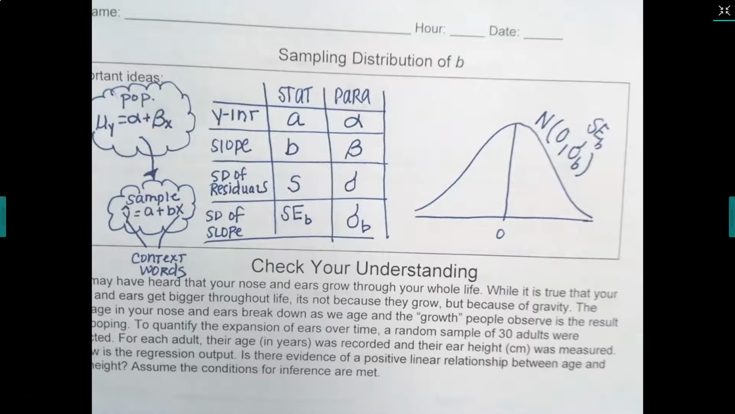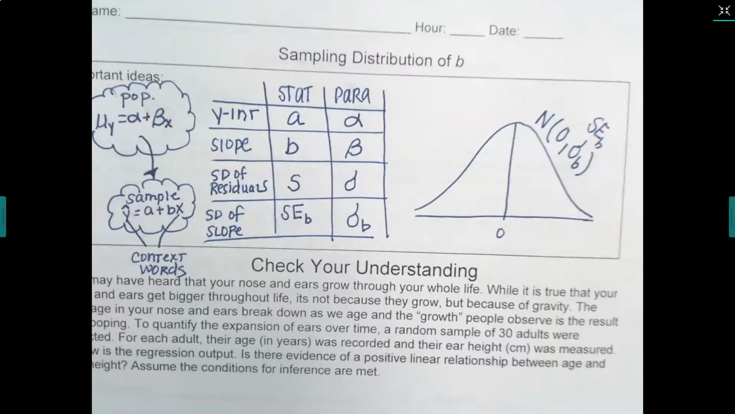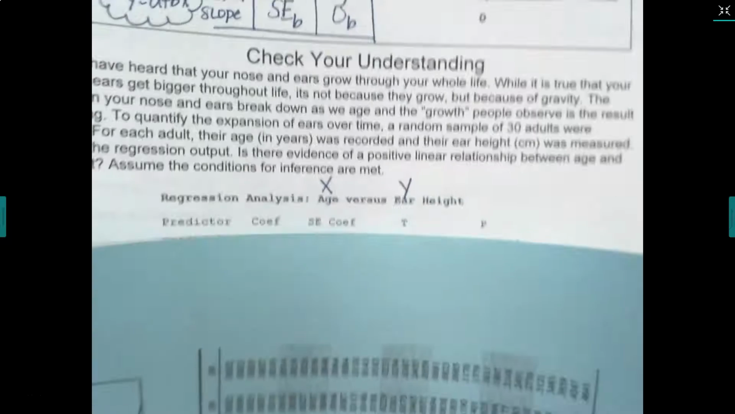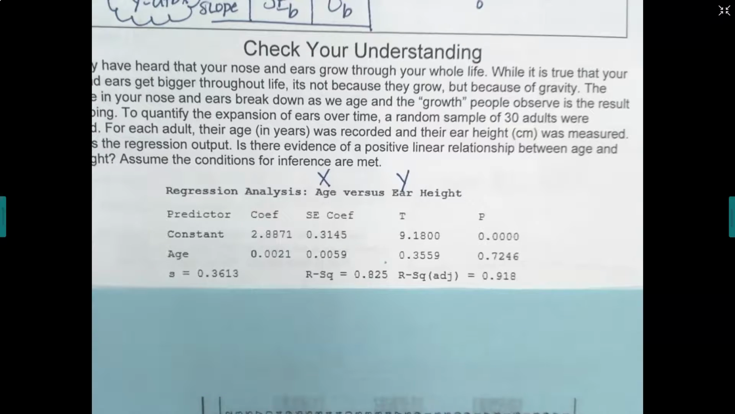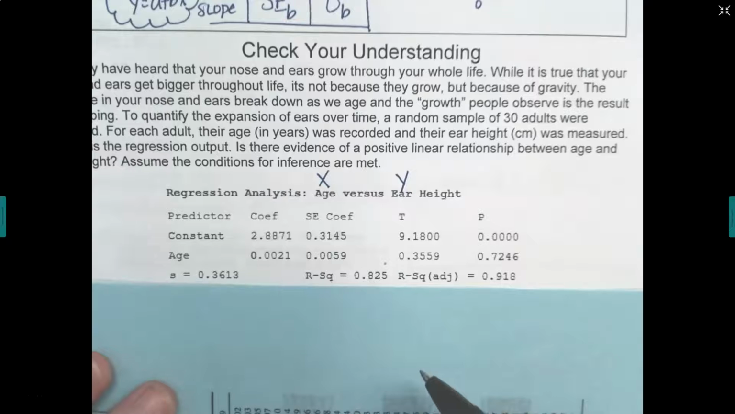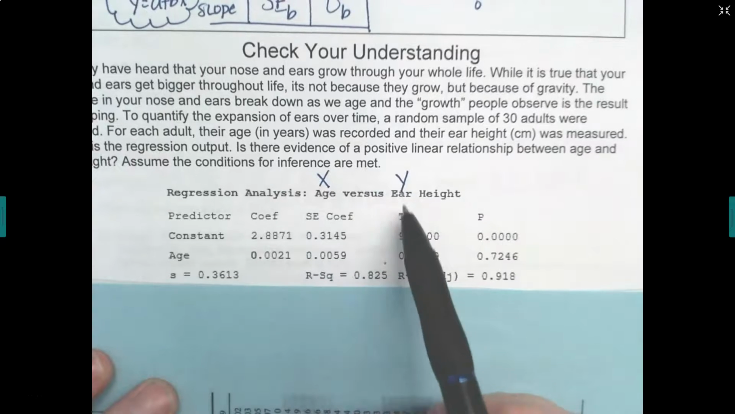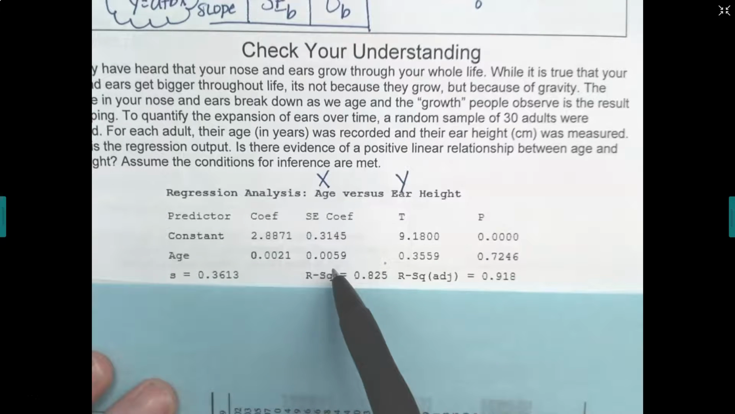All right, so what I want you to do, well, let's do a quick little review. You're going to do this check your understanding, and for whatever reason you cannot really see the chart that's here. So let me show you this chart. Okay, so this is a regression analysis. It's a Minitab. We've seen this multiple times. This is age versus ear height when you go back and read the whole scenario.